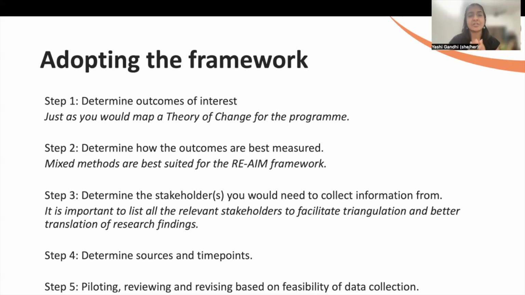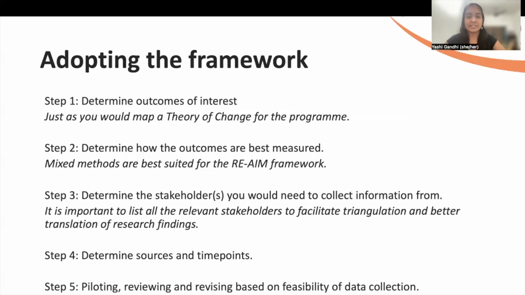Just as you would start backwards from any theory of change map and really begin by thinking through the outcomes, we started thinking about it and brainstorming within smaller groups about how the various dimensions of the RE-AIM framework would be relevant to our larger aim, either in terms of direct outcomes of the program or even indirect outcomes that may be of interest to us. The next step, after determining the outcomes of interest, would be around brainstorming how best you would measure it.